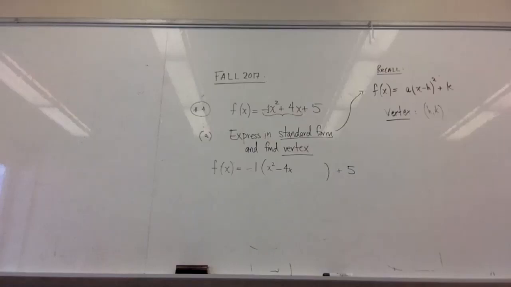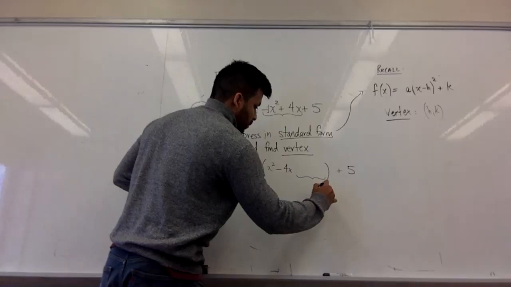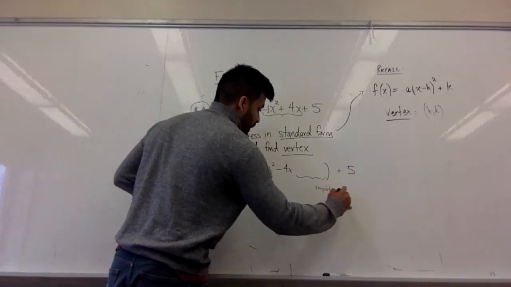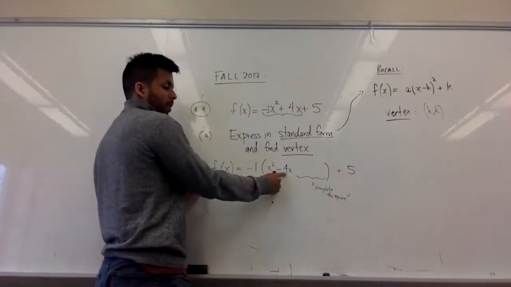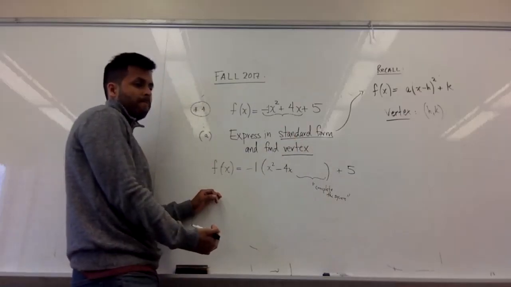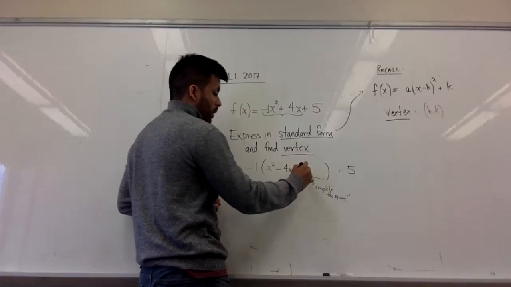Right. I'm going to complete the square. Remember how you complete the square? This is a very important algebraic technique. You take this number in the middle, in front of x, and divide it by 2, which is what? 4 divided by 2 is 2. Then you square it. Right?